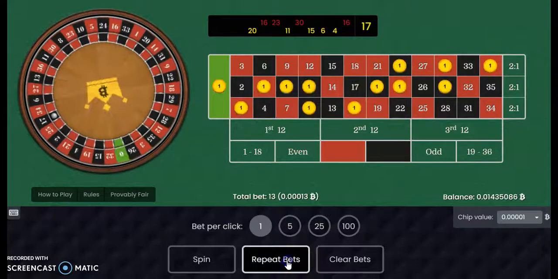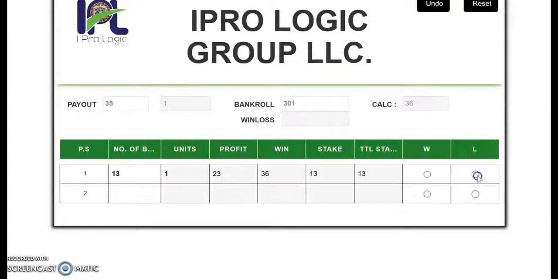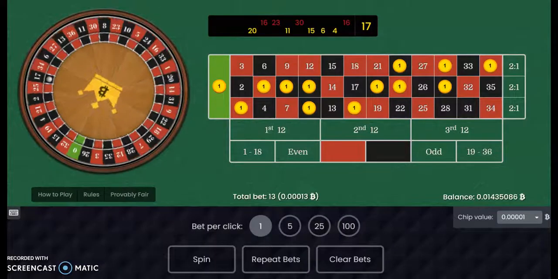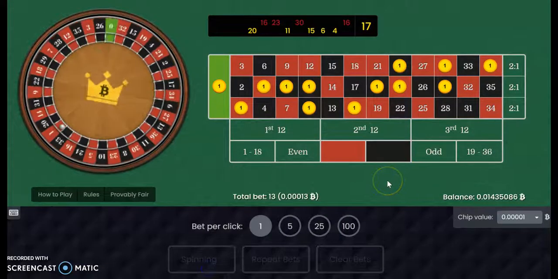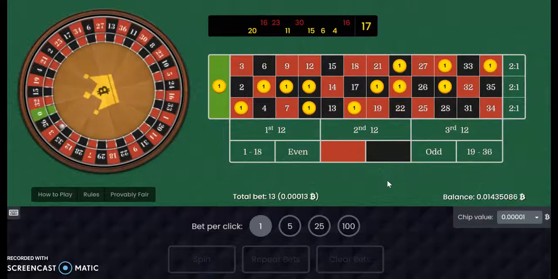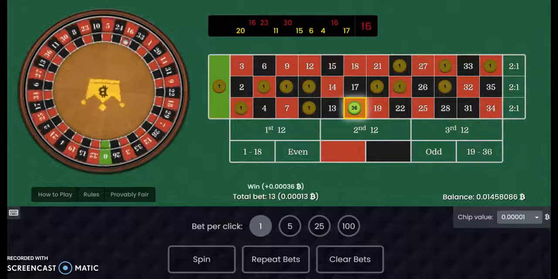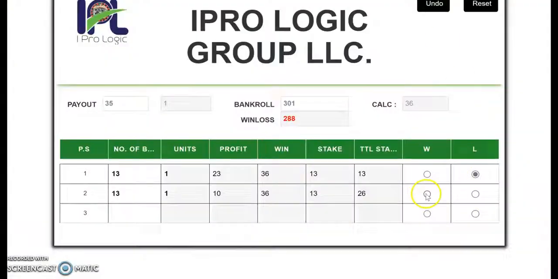Okay, had a miss. I'm going to repeat that bet. Okay, it's 13. I'm going to spin. I mean, if you can make $10, $20 within 5 or 10 minutes every day, every time you play, you can't go wrong. You're going to make hundreds of dollars per day.